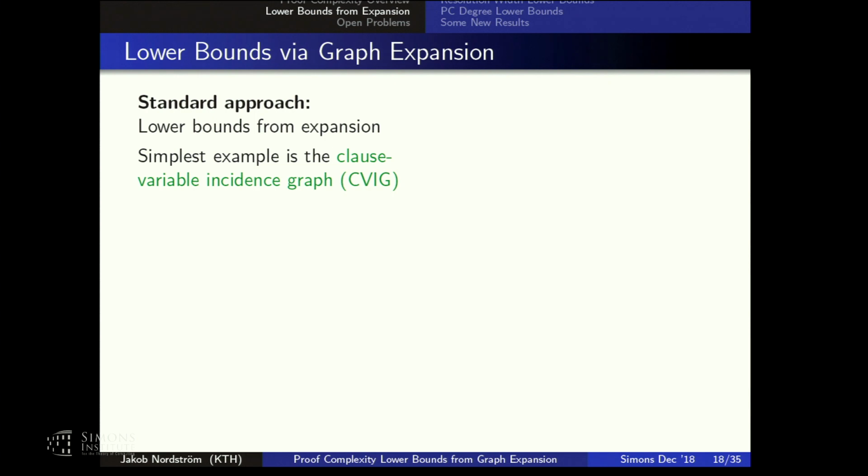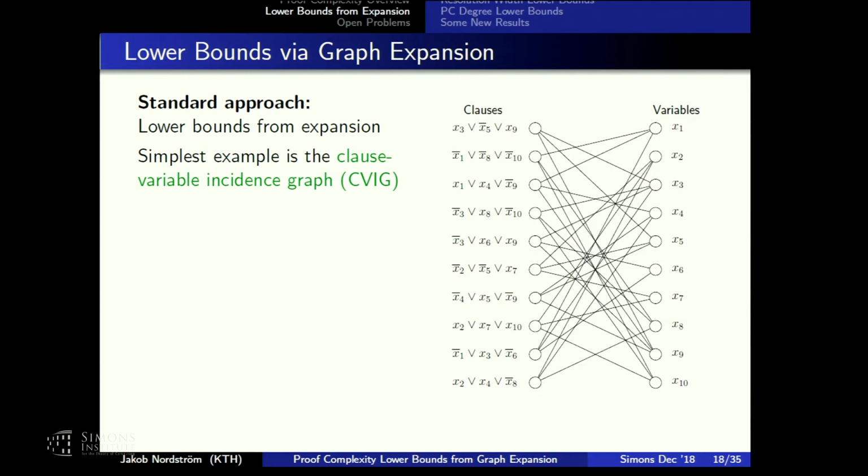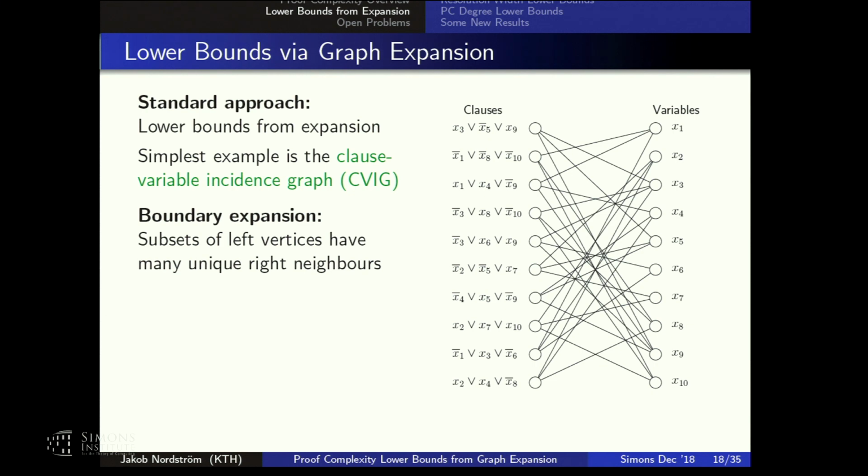So how do you prove lower bounds? Well, via width. Okay, good. How do you prove width lower bounds? From expansion. So here's a simple example. You just take the CNF formula and you look at the clause variable incidence graph. Every clause gets a vertex, every variable gets a vertex, and every edge just means that a variable occurs in a clause. Now we're going to look at expansion. In particular, we're going to look at boundary expansion or unique neighbor expansion.